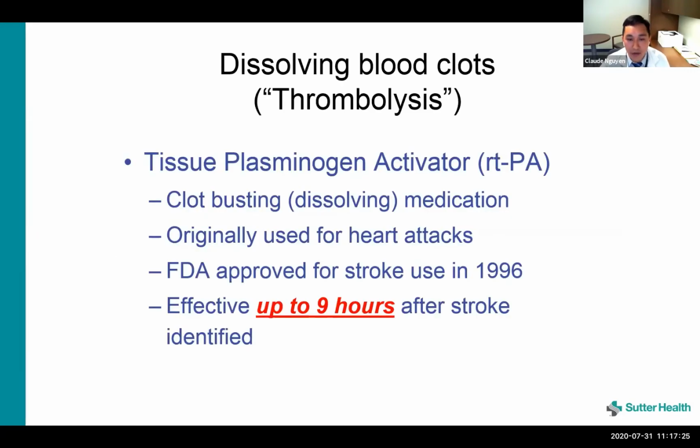Okay, so we're going to talk next about the different types of treatments that we have for stroke. The mainstay of treatment, so to speak, is a medicine called TPA, or tissue plasminogen activator. It's a medicine that is designed to break open blood clots, and it's been approved by the FDA since 1996 for use in stroke. That treatment is a really powerful blood thinner that we can give to people with suspected stroke or with stroke. But the time window that we can give it is limited.